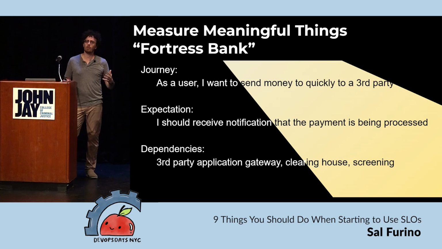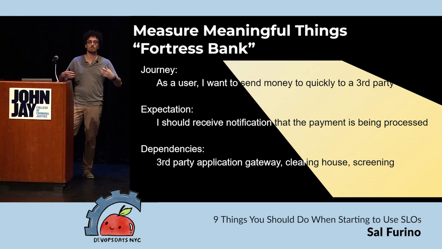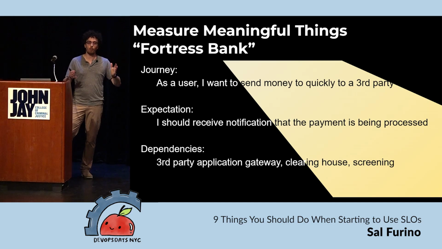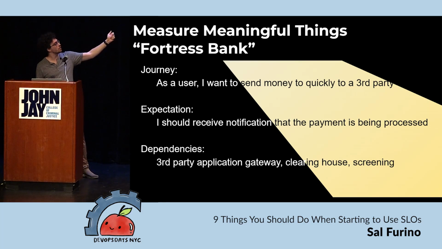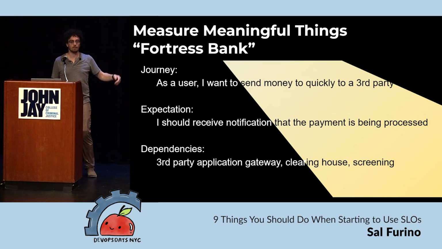Okay, we might have to understand that a little bit more. What does "being processed" mean? But we have a good general idea of what we want to shoot for. Dependencies: there's a third-party application gateway, a clearinghouse, and a screening.